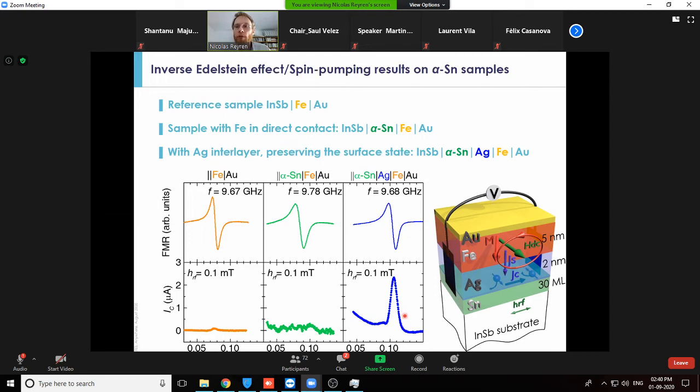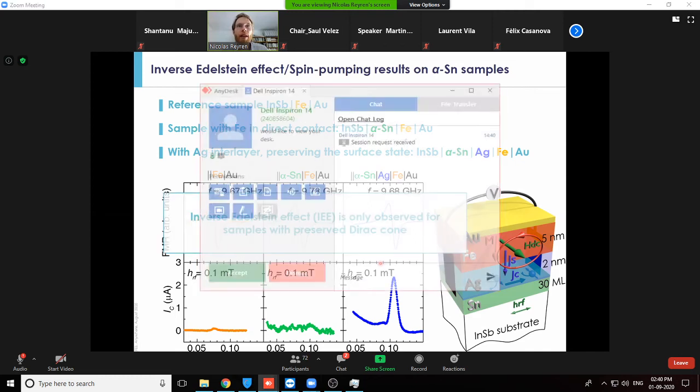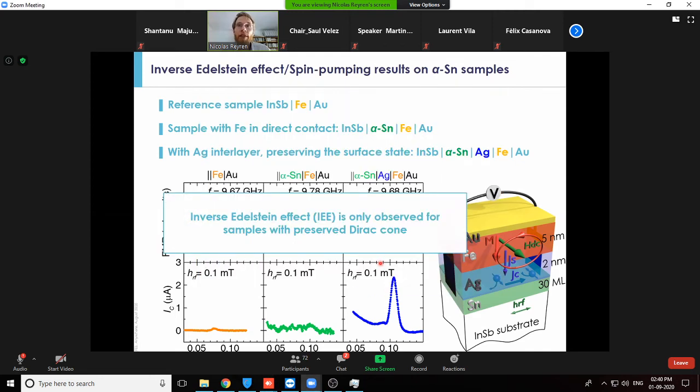So I didn't describe these spin pumping experiments too much because it's the same experiment that was described by Laurent Vila this morning. So the inverse Edelstein effect here is only observed for samples with a preserved Dirac cone.